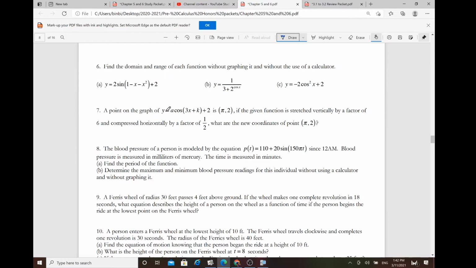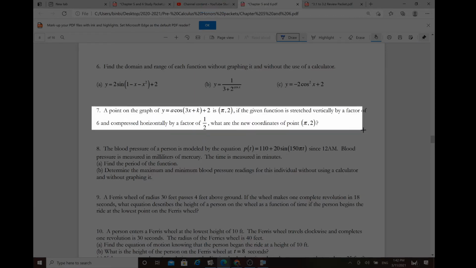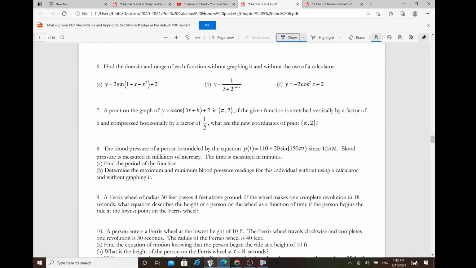A point of the graph of y equals a cosine of 3x plus k plus 2 is pi over 2. If the given function is stretched vertically by a factor of 6 and compressed horizontally by a factor of 1/2, what are the new coordinates of the point pi, comma 2? Okay, so this one is one of the interesting questions. That sounds a little bit vague. There are so many things involved for this one here. According to the function itself, it shows a non-factored form of cosine. Okay, so let me put it right here.